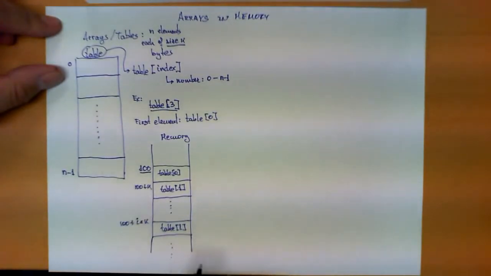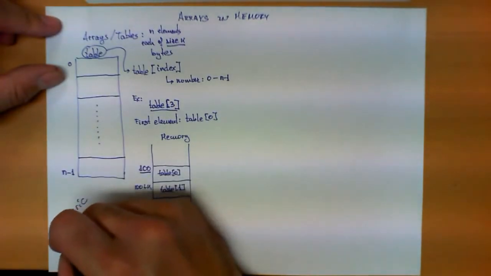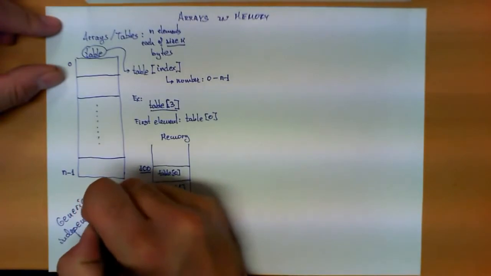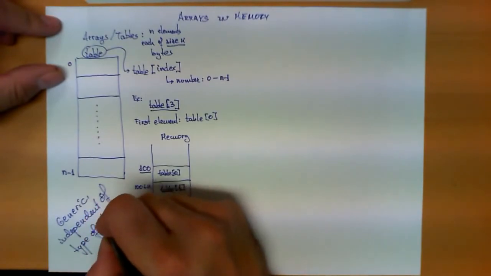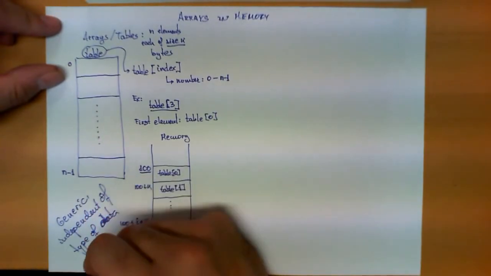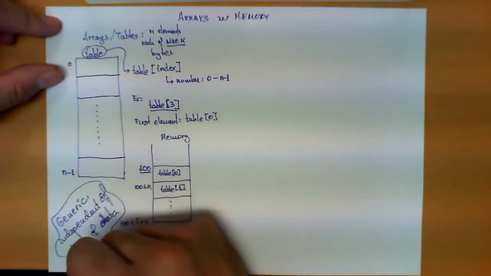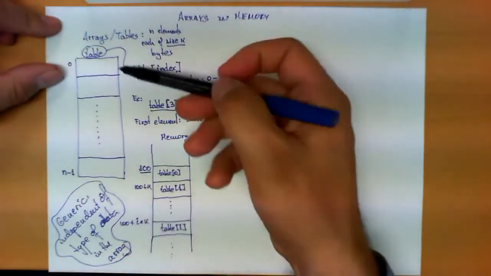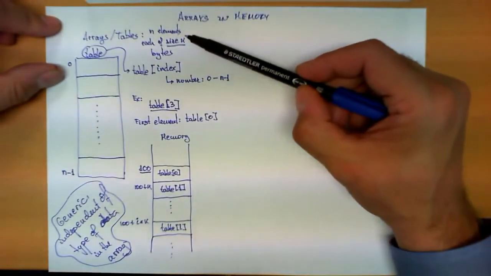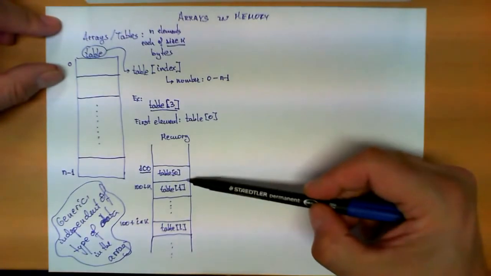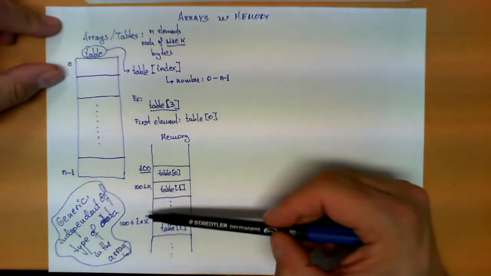Now, think carefully about these notations. This is a generic notation, meaning independent of the type of data in the array. Very important. What does that mean? It means that if this array is an array of integers, then each of these boxes will be an integer, and if those have size 4, then the addresses of these table of 0, table of 1, table of 2 will be 100, 104, 108, 112.